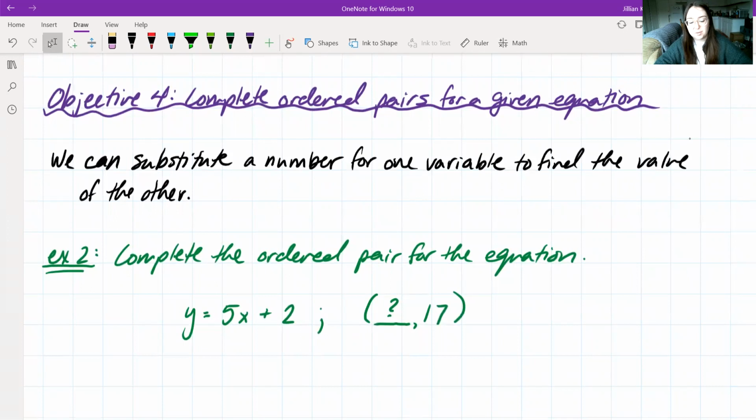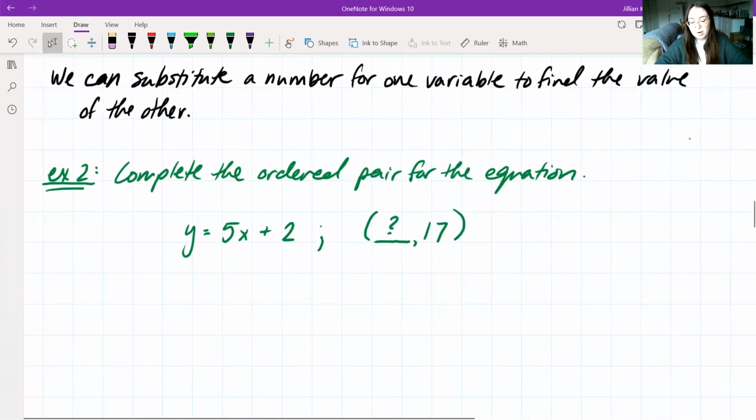So all right, objective 4. We want to complete ordered pairs for a given equation. We can substitute a number for one variable to find the value of the other. Example 2, we want to complete the ordered pair for the equation. So this is what we're doing instead. Now we are plugging in the value that we know and we're solving for the other value.